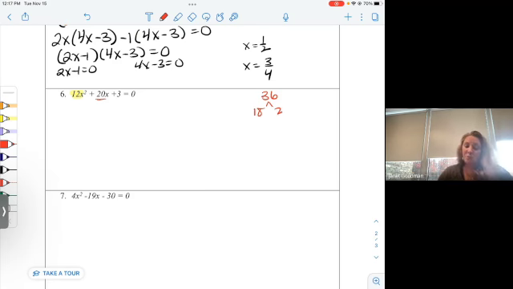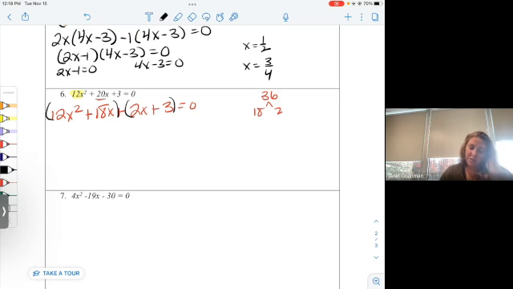Step 3 says we rewrite the problem. So instead of writing 20x, we're going to write 18x plus 2x plus 3. The reason we create 4 terms is now we can factor by grouping.